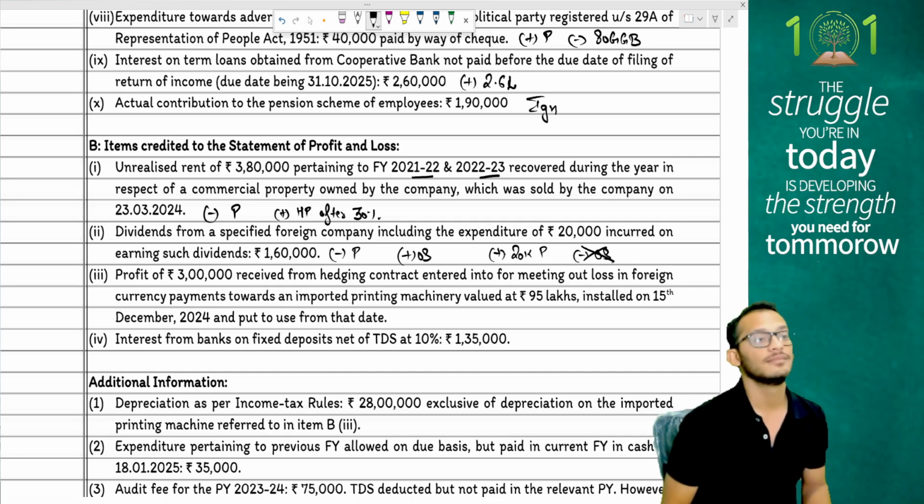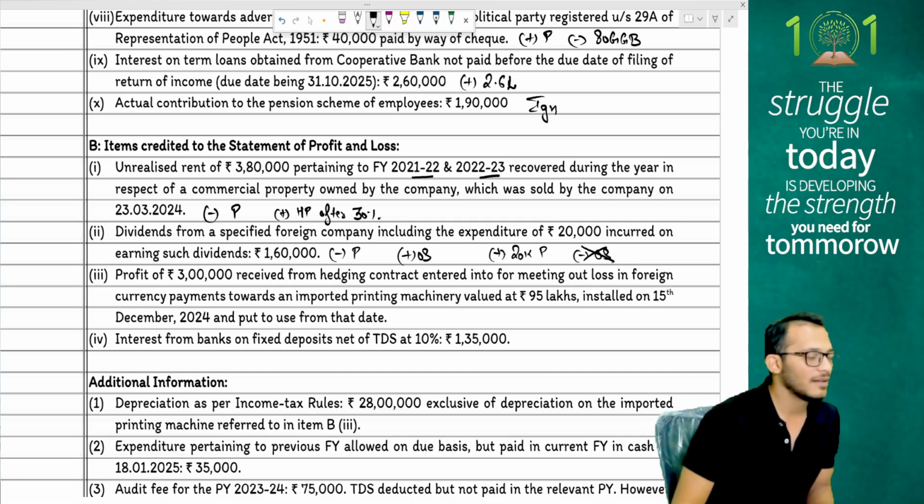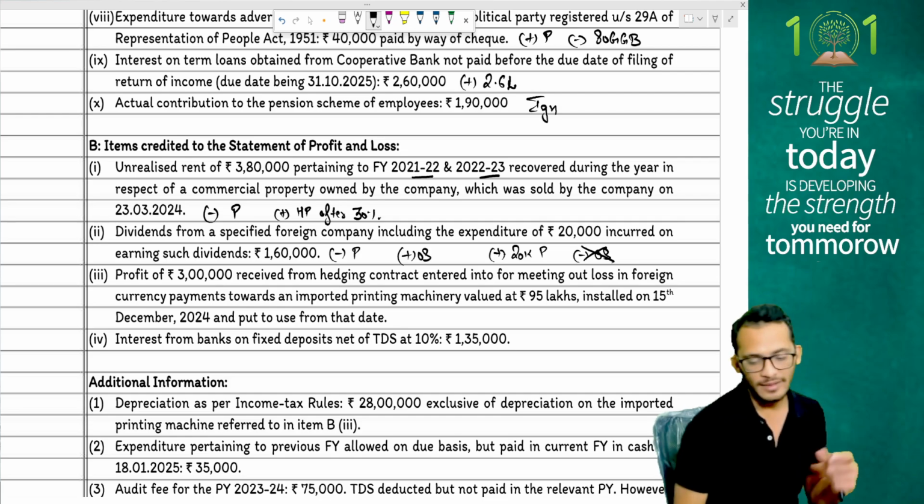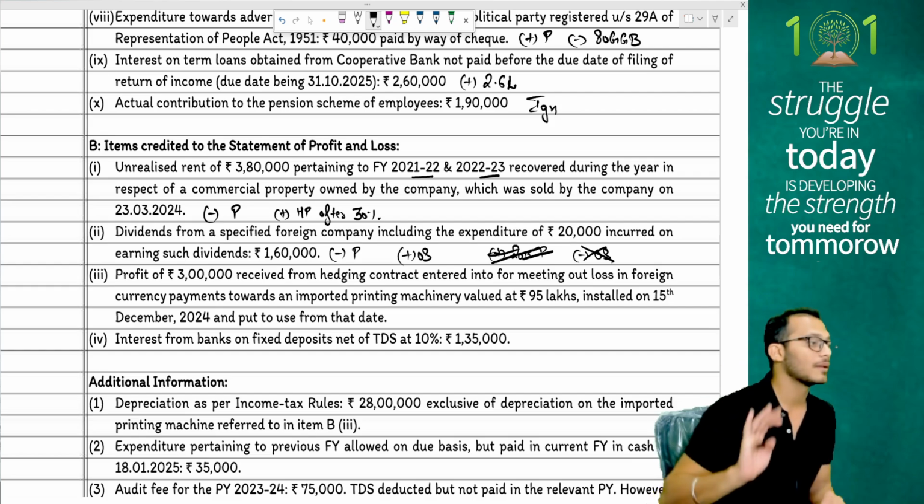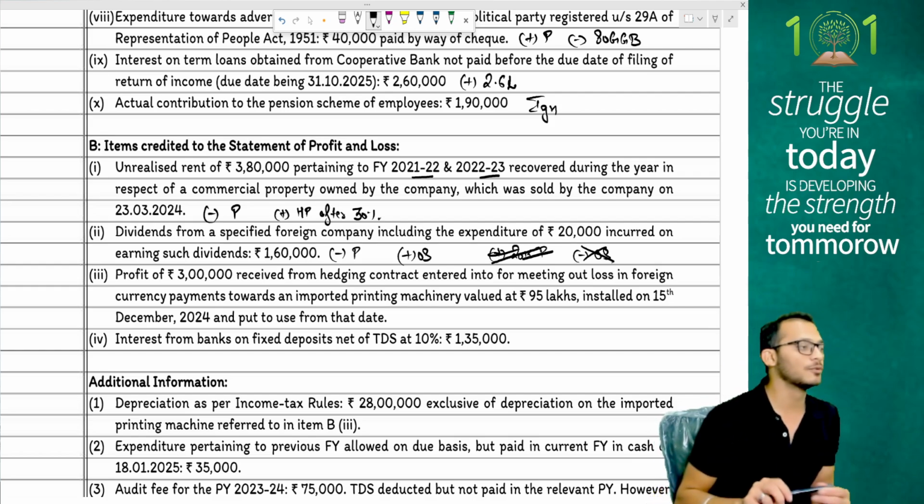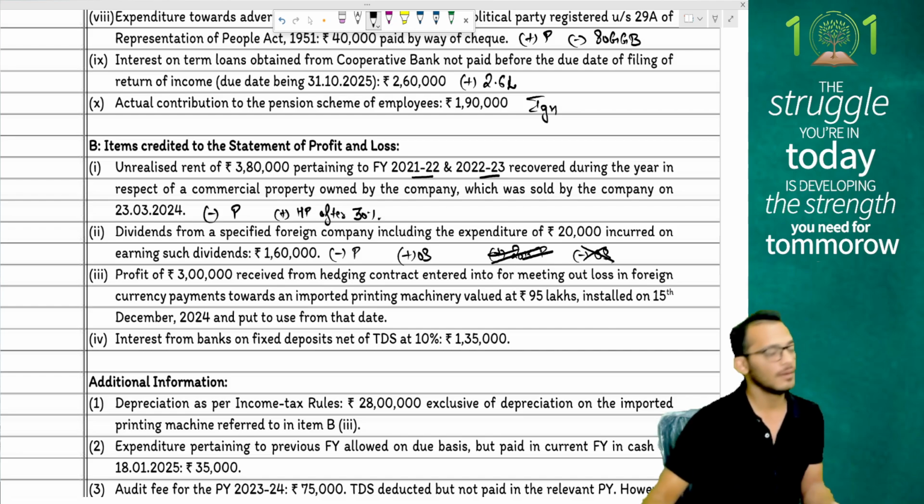So sometimes it is okay to take a chance. I don't know what the answer is. I am making an assumption: nothing of this to be considered. Nothing of this to be considered, meaning just remove the 1,60,000 and take it to IFOS.